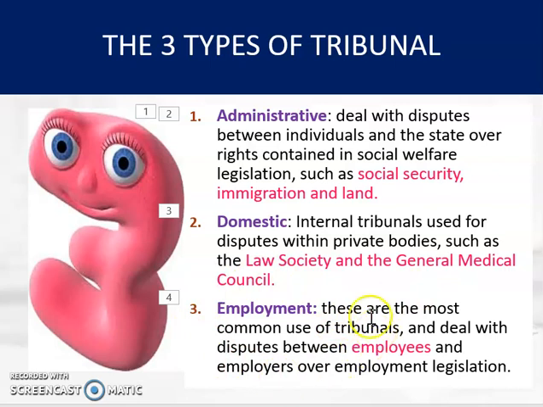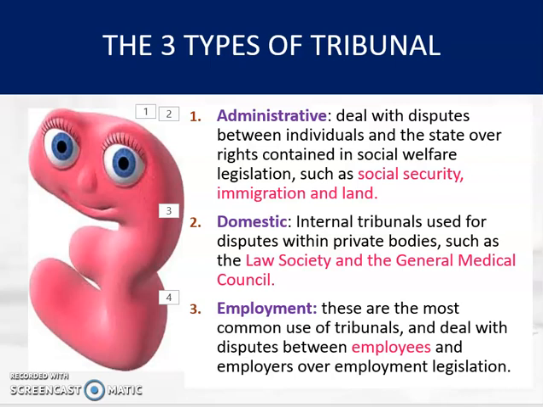The third type of tribunal is the one that you've probably heard of. These are the most common type of tribunals, and they are employment tribunals. And as the name suggests, they involve disputes between employees and employers over employment legislation. So these might involve cases where, for instance, your claimant is claiming that his employer has unfairly dismissed him. There might be a claim relating to redundancy or discrimination in the workplace. Those are the sorts of things that are heard in employment tribunals.